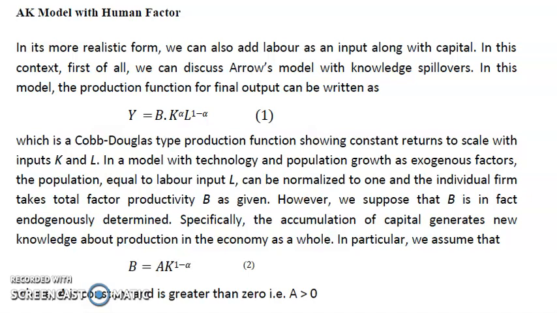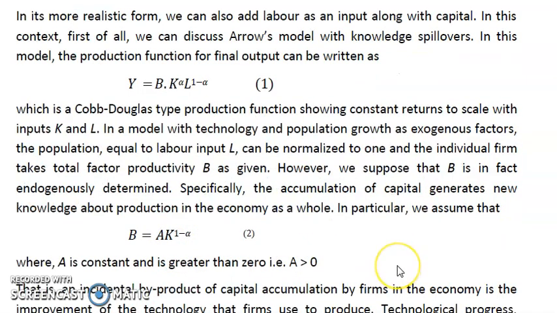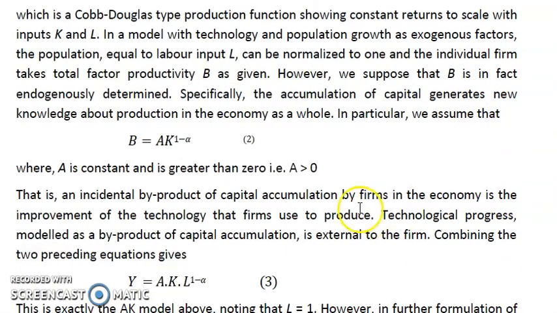In particular, we assume that B equals A K raised to 1 minus alpha. That is the second equation. B is the total factor productivity, where A is a constant and is greater than 0. A is a positive constant.